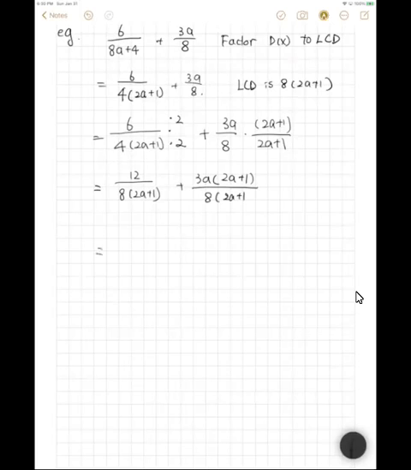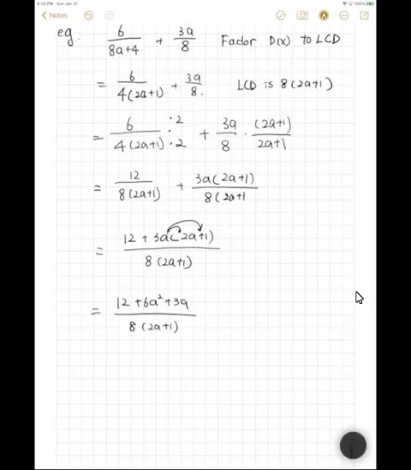Now they have the same denominator. I just need to add the numerators. We can simplify it by distributing the 3a inside. So I have what? 12 plus 6a squared plus 3a over a times 2a plus 1. You can leave it in this way, or you can distribute the a inside. Whatever way works. Because they don't have a common factor, they can't reduce. That would be the simplest form.